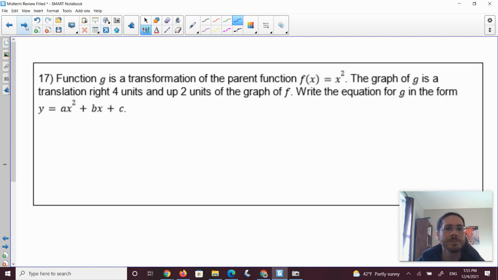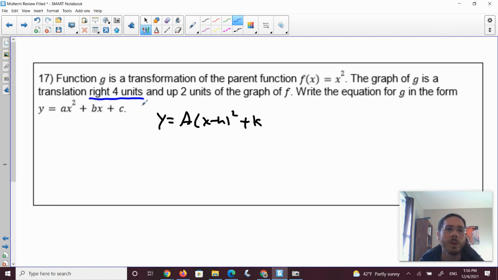For number 17, g is a transformation of f(x) equals x squared. g is a translation right 4 and up 2. Write the equation for g in the form y equals ax squared plus bx plus c. We're doing this one kind of the same way. So y equals a(x minus h) squared plus k. In this case, they didn't tell us the vertex. They just wanted to know what the h and the k values were.